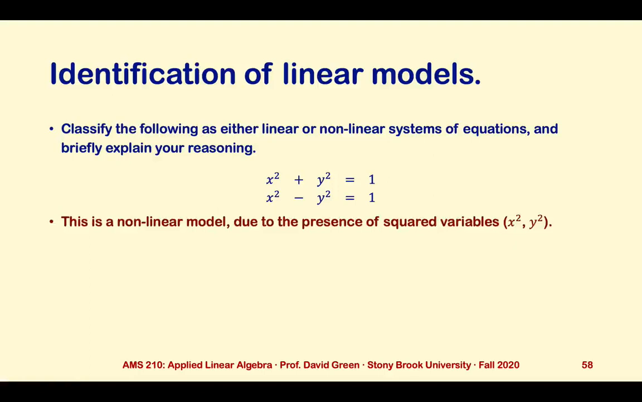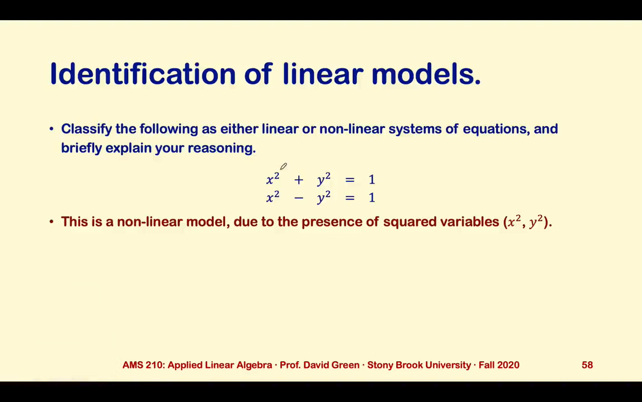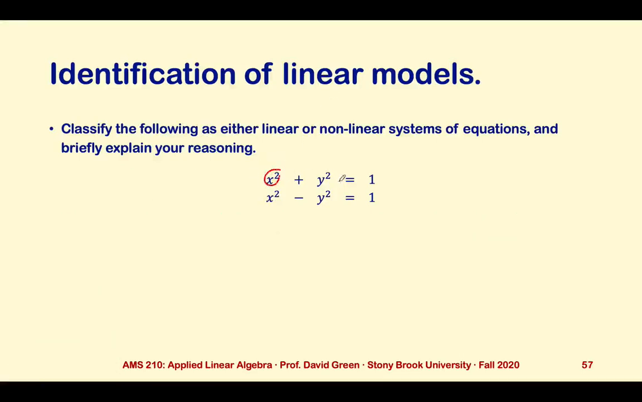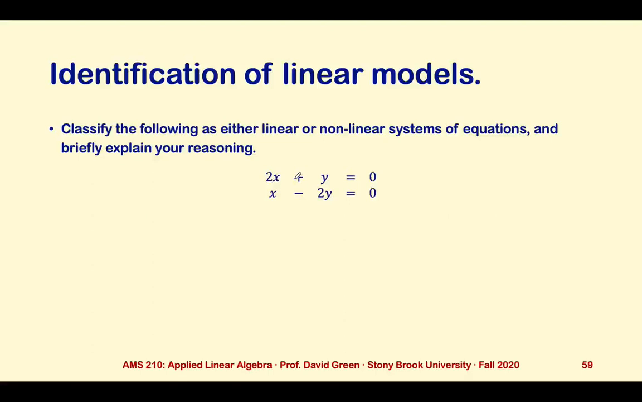This system is a non-linear model. What we can see in this problem is that there are multiple nonlinear variables. We have x squareds, y squareds present. Those variables make the problem a non-linear problem. Our nonlinear model, nonlinear system.